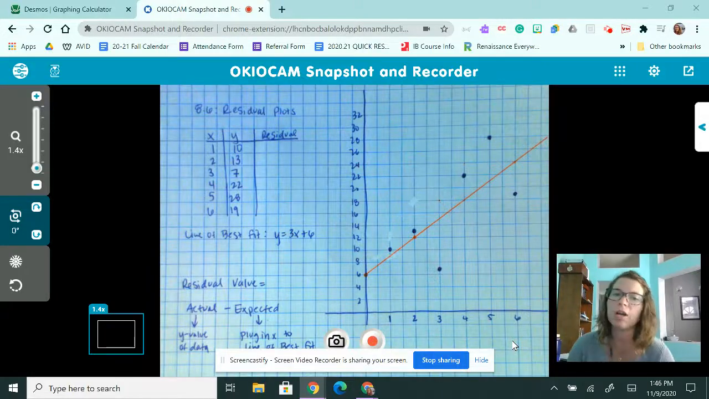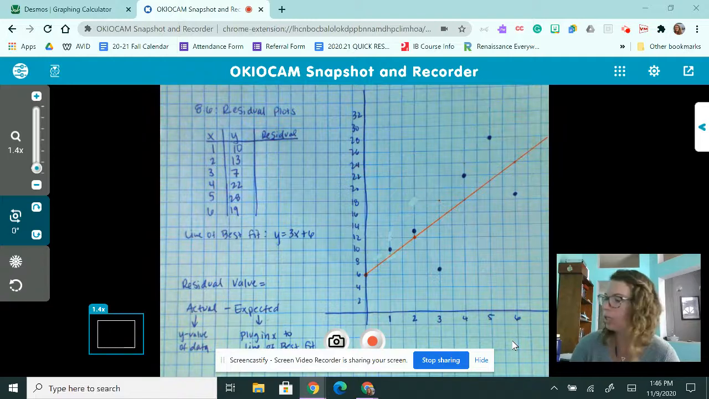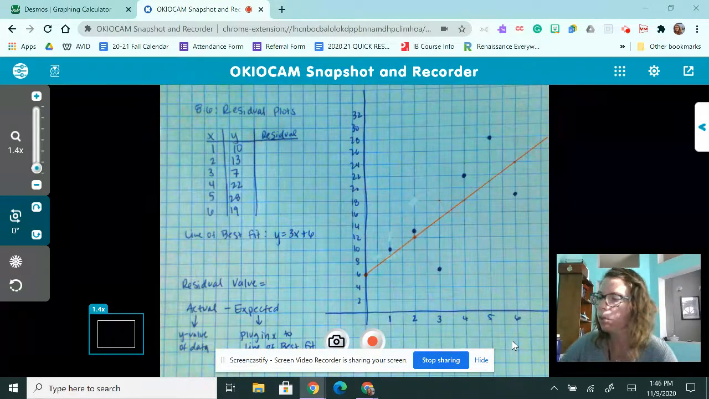All right, we are going to talk about residual plots and creating residual plots. Here's our example we're going to work through. We're going to do this both on paper and on Desmos, so you can see how to do it from both perspectives. So we're going to use this example.